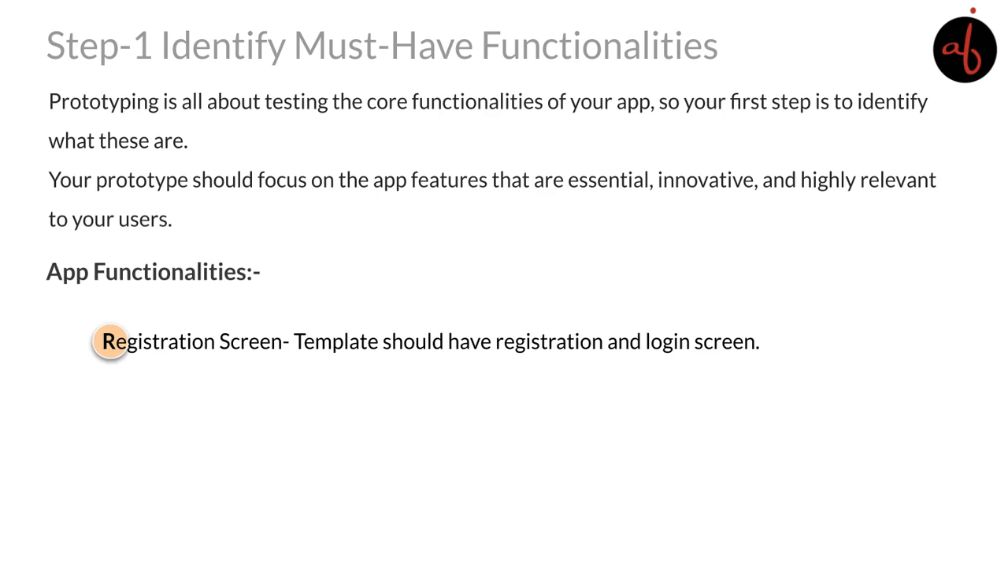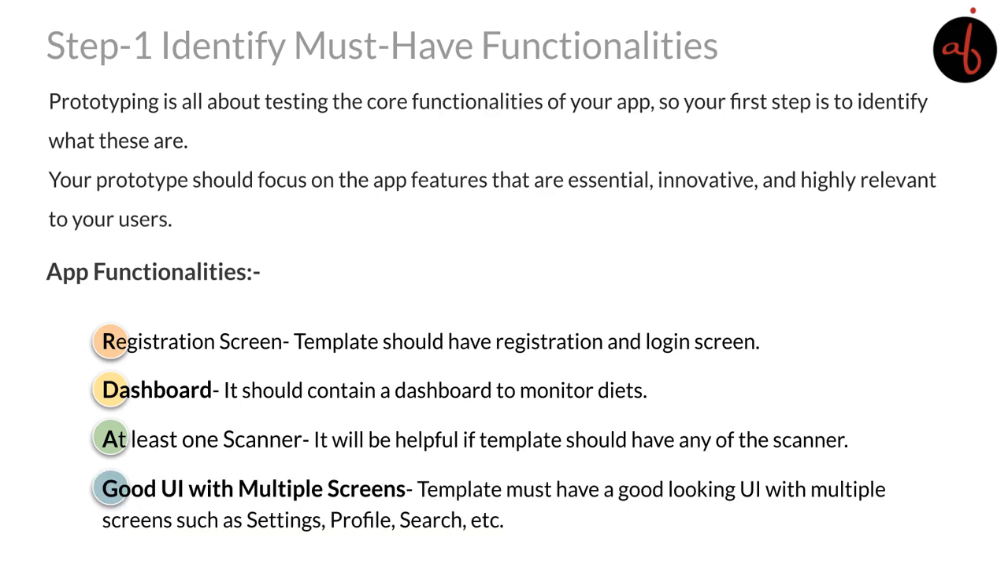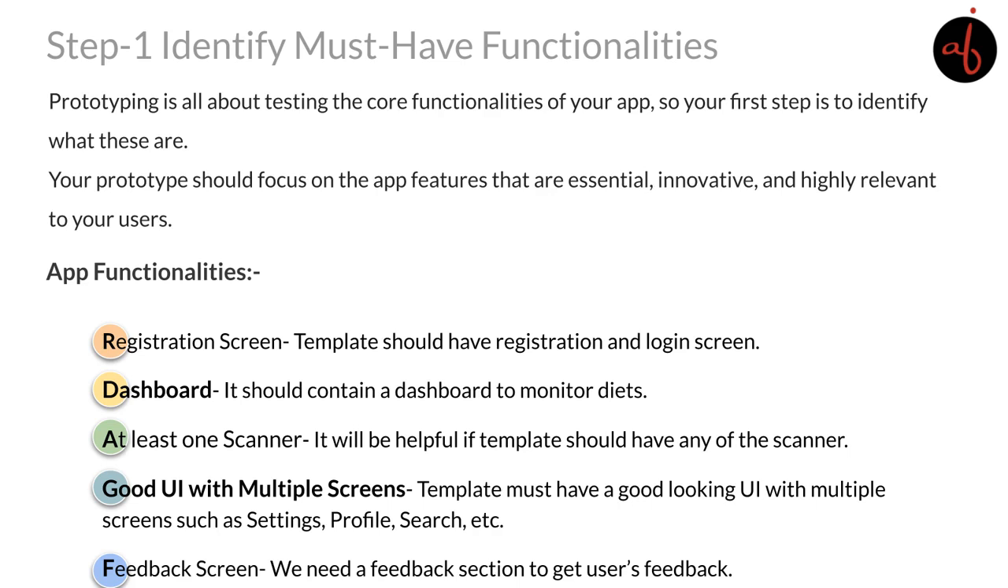App should have following functionalities. Registration screen: template should have registration and login screen. Dashboard: it should contain a dashboard to monitor diets. At least one scanner: it will be helpful if template should have any of the scanner. It is optional. Good UI with multiple screens: template must have a good-looking UI with multiple screens such as settings, profile, search, etc. Feedback: we need a feedback section to get users' feedback.